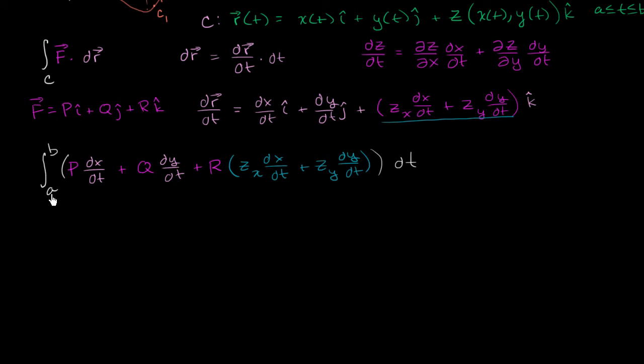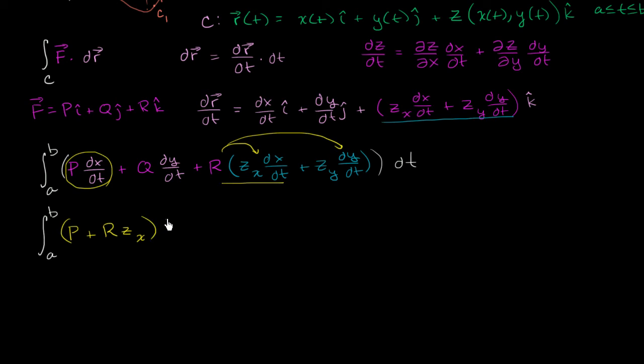And so let's do that. So this integral right over here is the same thing as the integral from a to b. And then what I'm going to do is group the things that are being multiplied by dx dt. If I group them and factor out a dx dt, I'm essentially going to distribute the R. I'm going to group that and that right over there. I will be left with P plus R times the partial of z with respect to x, times dx dt.